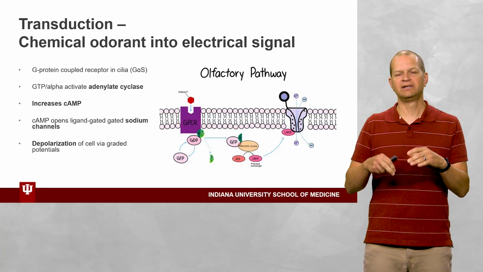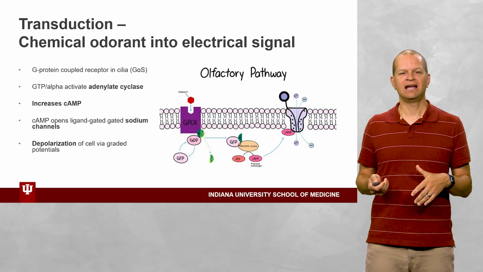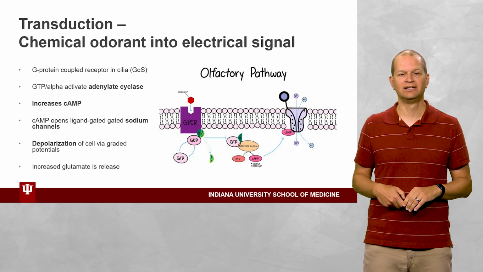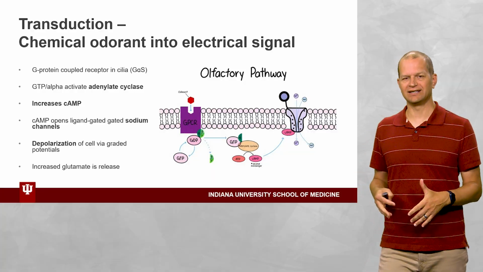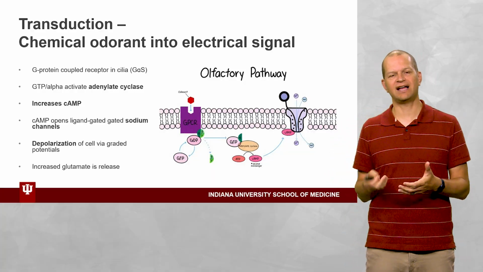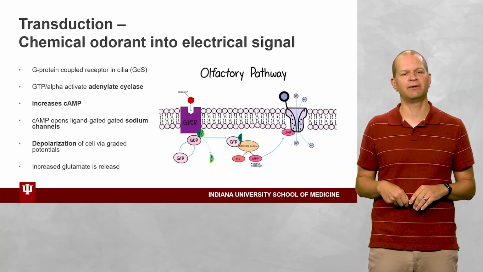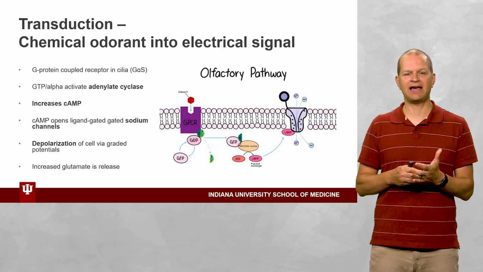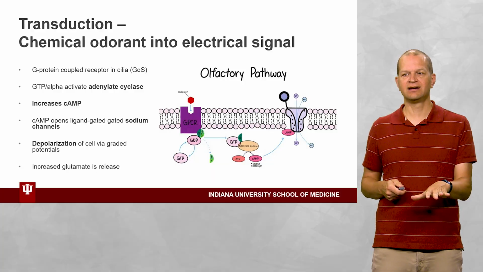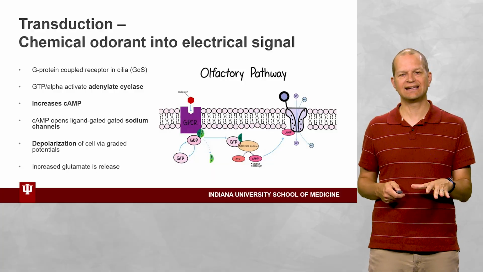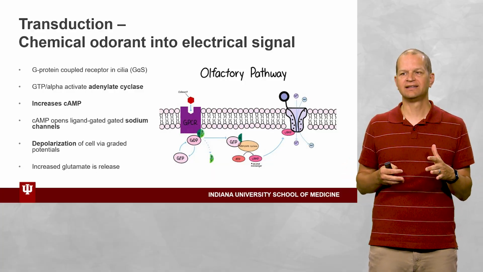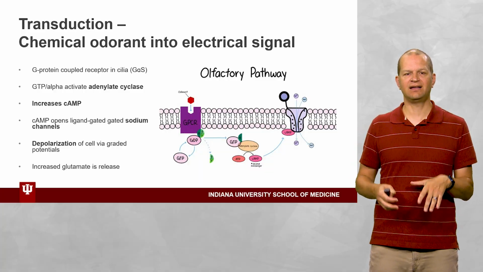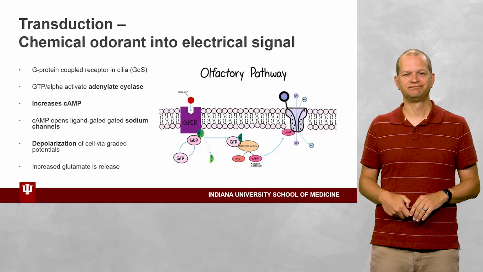As a result, sodium comes into the cell, and that cell becomes depolarized. This is a graded potential. And wouldn't you know it, glutamate's released. When we talk about special senses, we're almost always talking about the release of glutamate. This is the G-alpha S pathway. What's different here is that we're not getting into protein kinase A. All we're saying is cAMP opens these sodium channels, that depolarizes the cell, and glutamate's released.